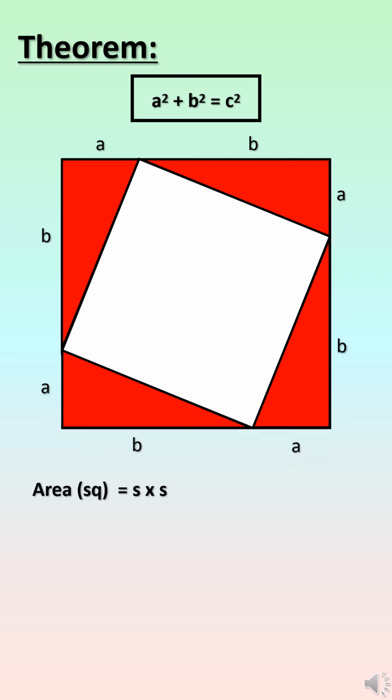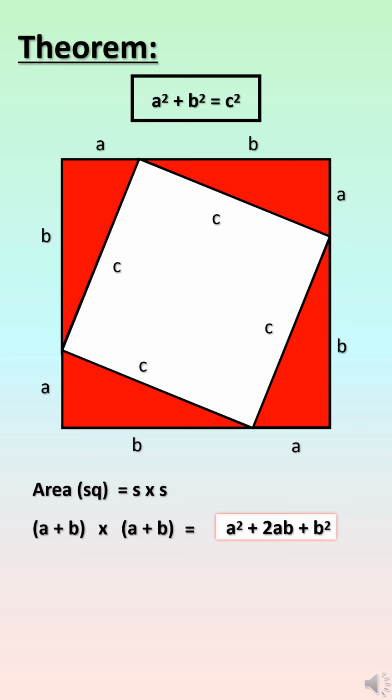What's the formula for area of a square? Side times side. So for that large square, the side length is a plus b. A plus b squared gives us a squared plus 2ab plus b squared. That's everything inside the large square. Notice that that smaller rotated square has sides of length c. How to capture the area of that? The area of that smaller square is side times side, which is c times c, or c squared.